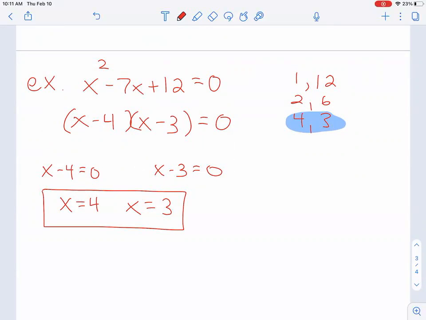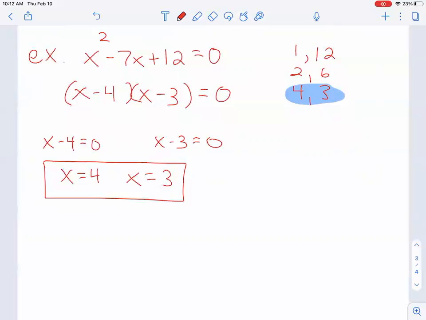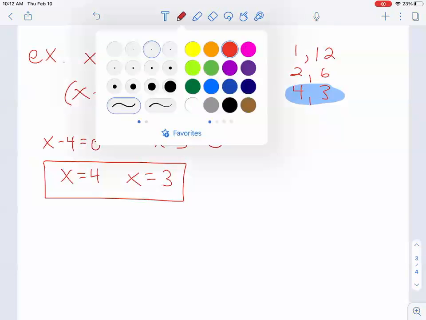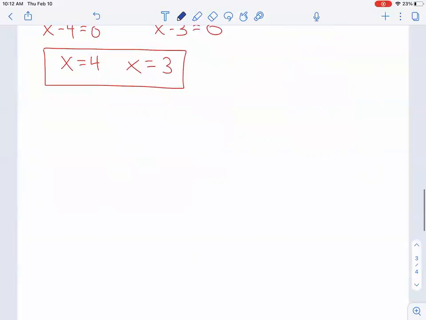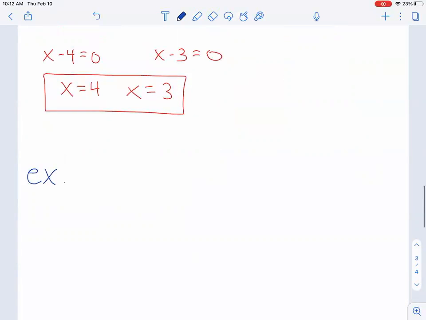All right, let's try another one. So let's say we have x squared minus 8x minus 20 equals 0.